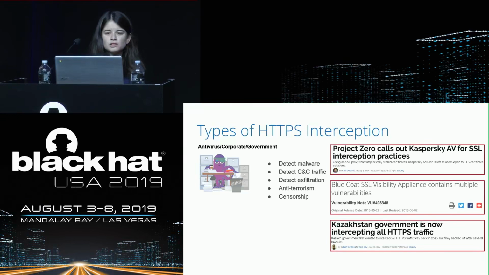Even when these middle boxes are meant to improve the security of connections, they can increase the attack surface of an HTTP connection. Some examples of this are vulnerabilities in Kaspersky, an antivirus software, and Blue Coat, one of the most popular corporate proxies. These proxies can also be used for malicious means.